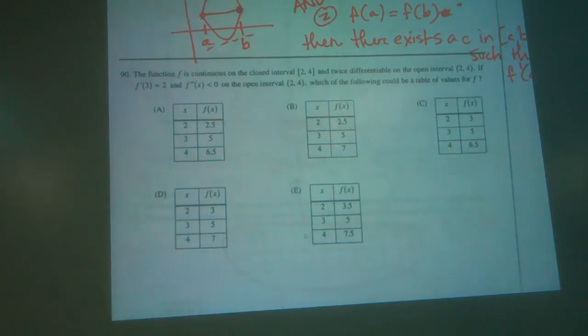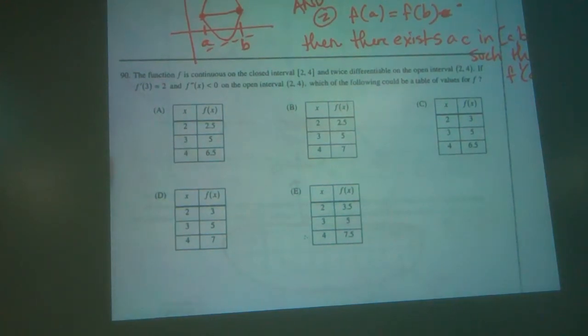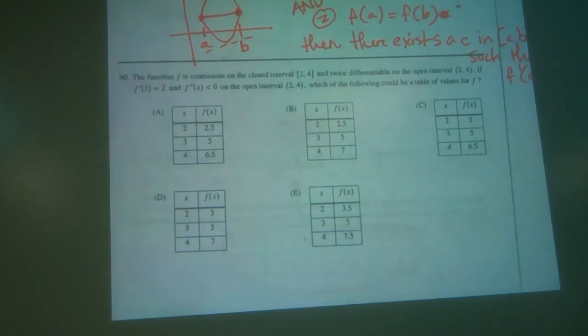Okay. The function f is continuous on the closed interval 2 to 4 and twice differentiable on the open interval 2 to 4. If the derivative at 3 is 2 and the second derivative is negative on the interval 2 to 4, which of the following could be a table of values for f?